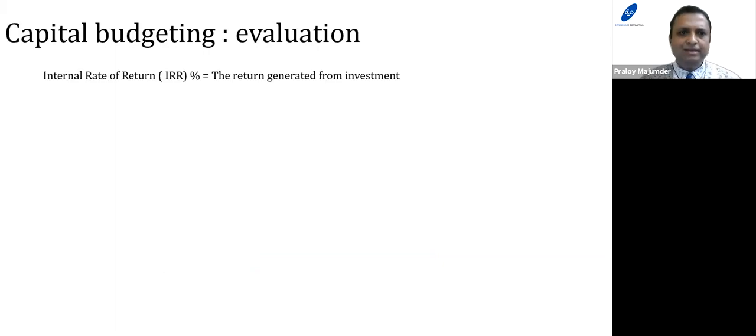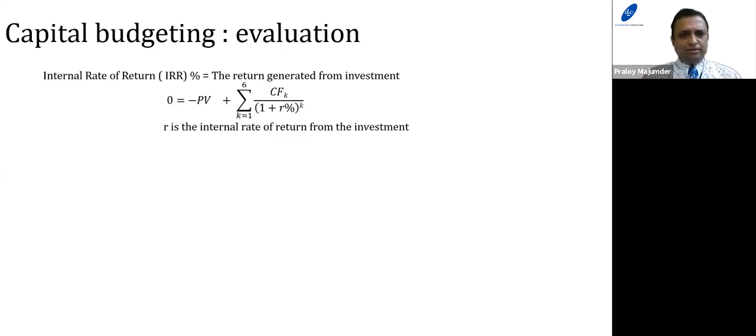Now, in the case of the internal rate of return, before we go to the next class or next lecture, let me explain what is the meaning of internal rate of return. The internal rate of return means return generated from the investment. Let me explain it. When I'm investing 100 rupees in the case of the plant and machinery, 100 lakhs in the plant and machinery, it is generating return. So what is it generating return? I do calculate, that is called internal rate of return.